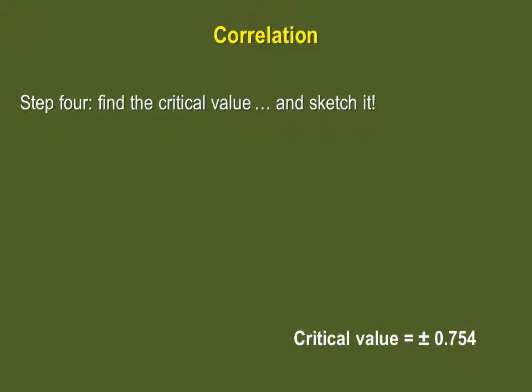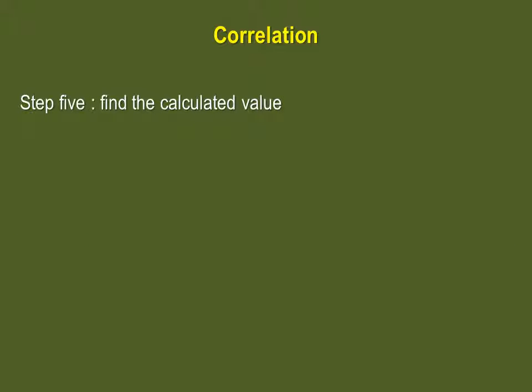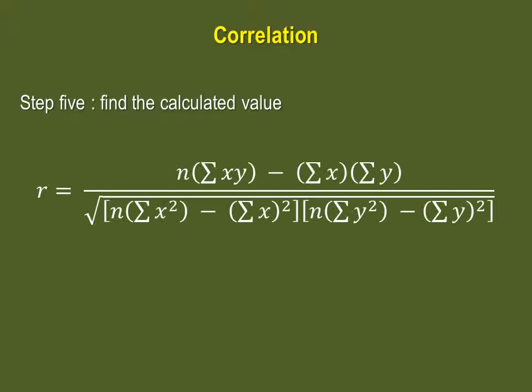Now with this test, there's no distribution to draw. Rather, you will use the scale as presented here. Our critical areas are shaded in orange, and we indicate whether our critical values are as so. Next step is to calculate the R value for a distribution of values. Here's a reminder of the equation and of the final values.